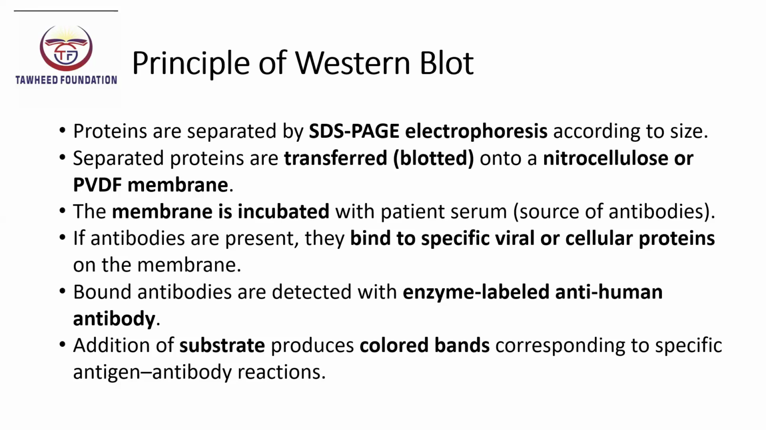Bound antibodies are detected using enzyme-labeled secondary antibodies, and the addition of a substrate produces colored bands at the site of antibody binding. The presence and pattern of these bands allow for the identification of specific proteins or confirmation of infection.